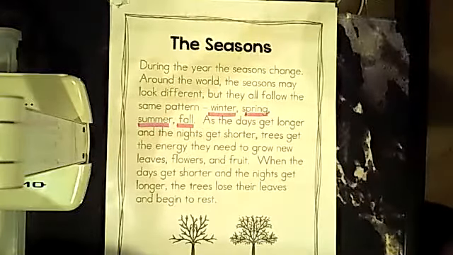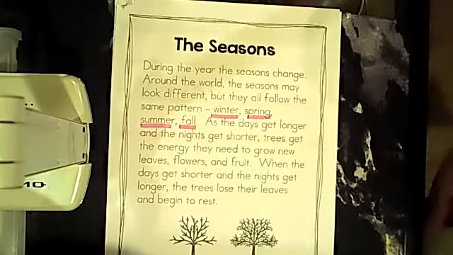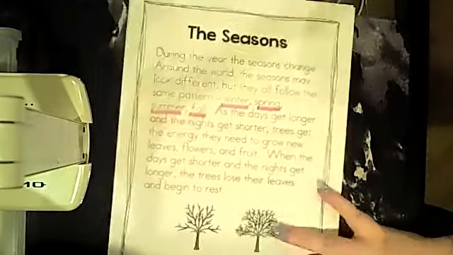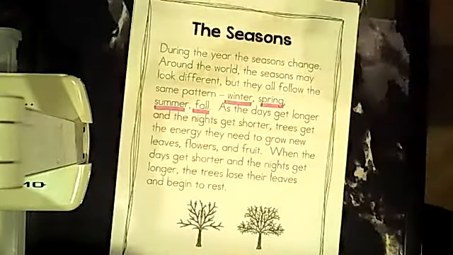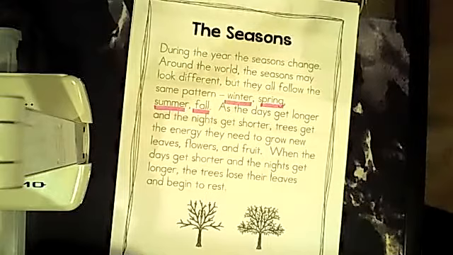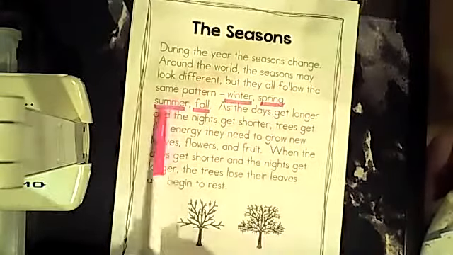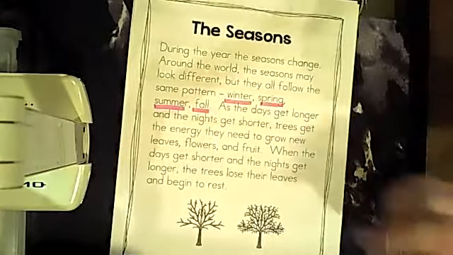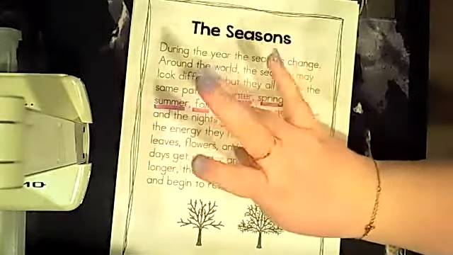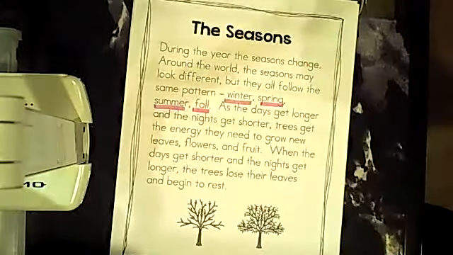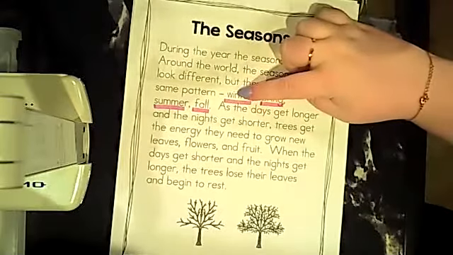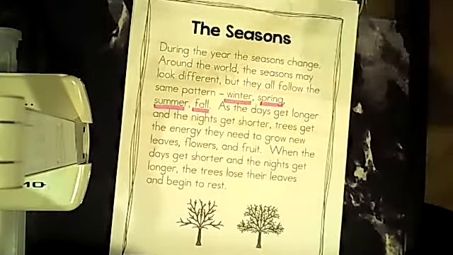Okay, this is the paragraph we have to read. It's pretty simple and short. It's called The Seasons. And the first thing I did was take my really pretty marker that's brand new, and I underlined winter, spring, summer, and fall, because those are the names of our 4 seasons. Winter time is that cold time when there's snow on the ground.